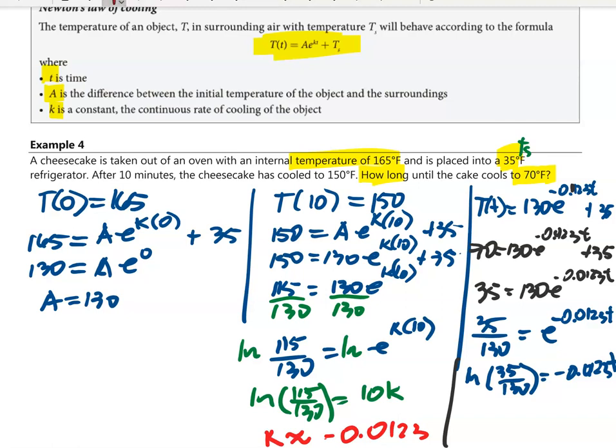And now we can solve, dividing both sides by negative 0.0123, and you will have t is approximately equal to 106.68. So that means it will take about 107 minutes for the cheesecake to cool to 70 degrees Fahrenheit. Okay, it will take 107 minutes.